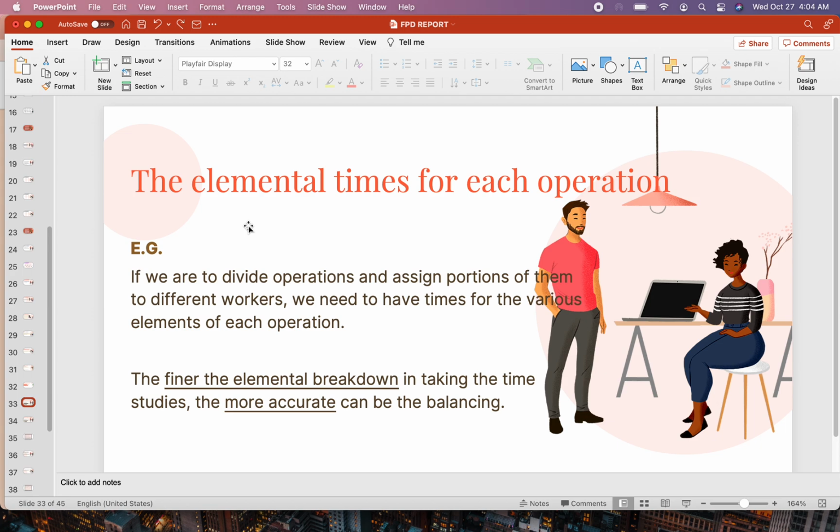If, for example, we are to divide an operation and assign portions of it to different workers, we need to have times for the various elements of each operation. Because the finer the elemental breakdown in taking the time studies, the more accurate the balancing can be. So the proverb here, focus on one thing at a time, is really relatable to this element or essence.